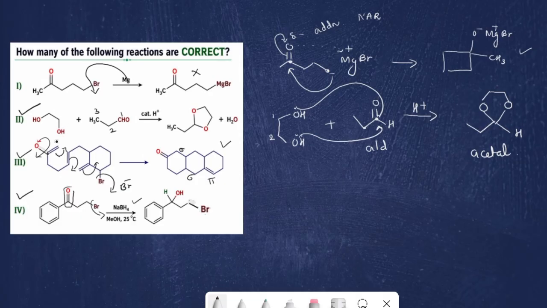So among the four reactions, reactions 2, 3, 4. That means three reactions are correct. So students, you have seen, right? By just solving one question, you have revised so many concepts.